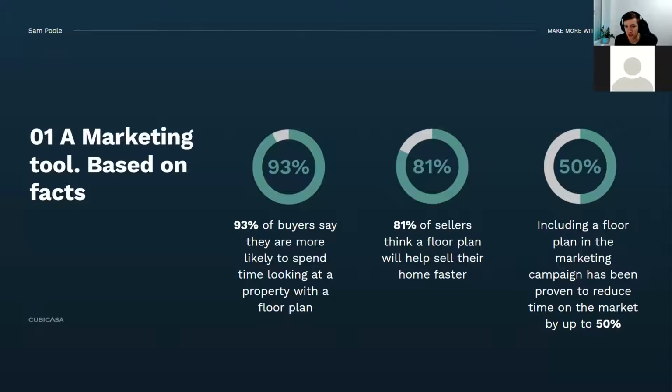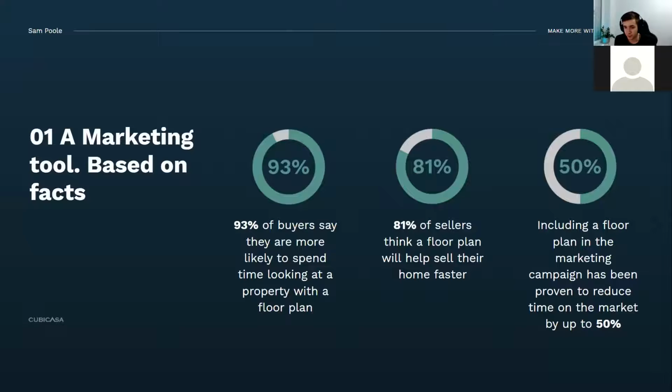We also see that 81% of sellers think a floor plan will help sell their home faster. It may not, it may, but the fact of the matter is the sellers believe that it will. So this is a massive thing as well.